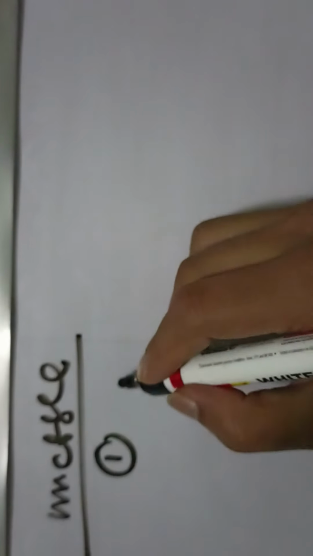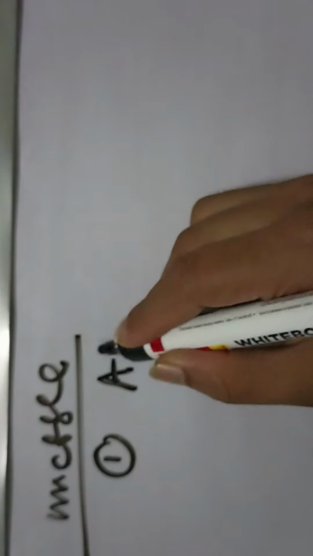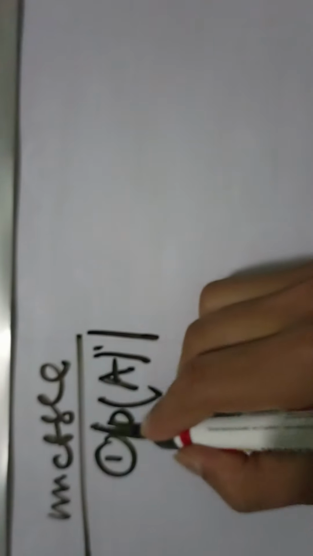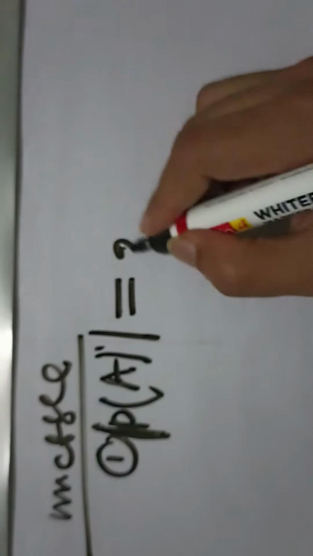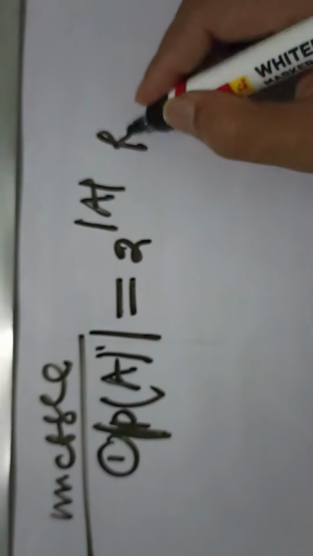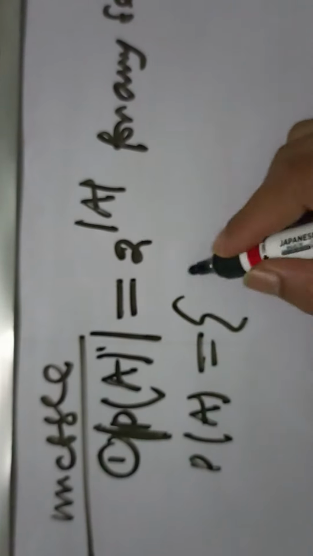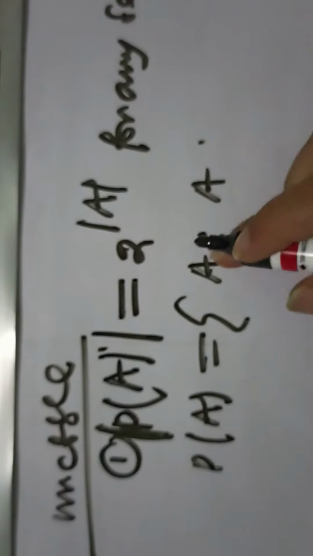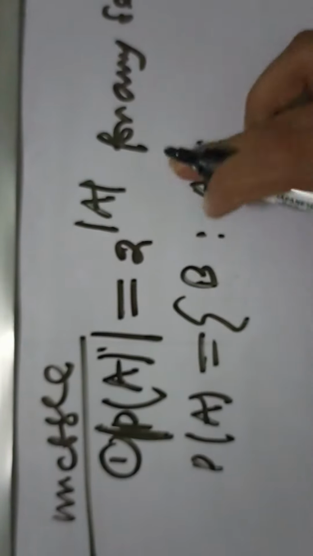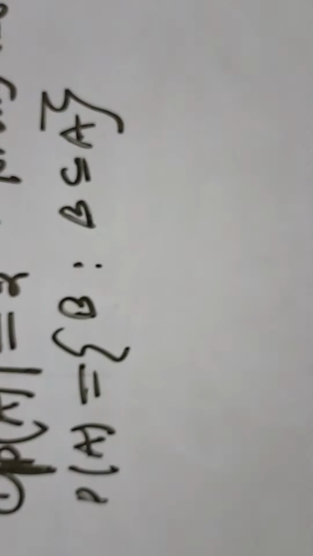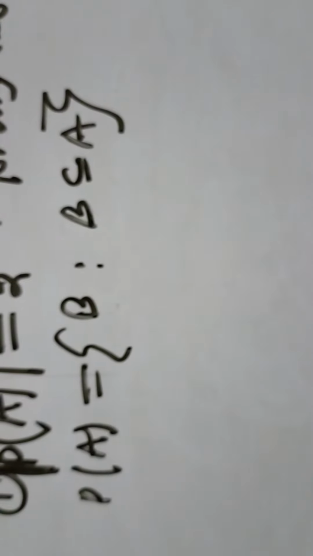This is the result. I am writing this result for any set A. For any set A, the cardinality of the power set, meaning the number of elements of the power set of A, equals 2 to the power cardinality of A. What is the power set of A? The set of all subsets of A. So you can find an uncountable set from this result.